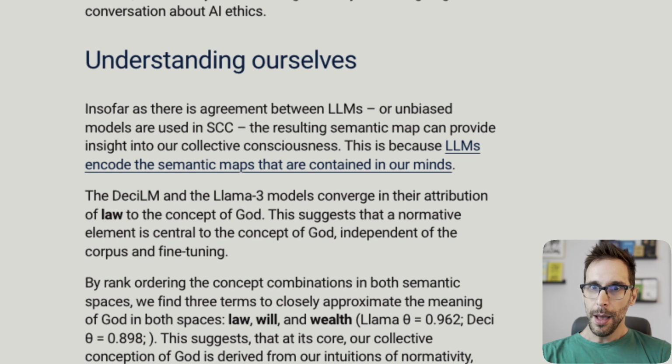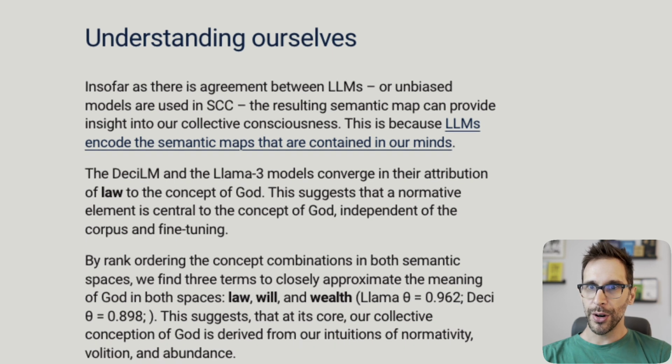But let's see. The DESI-LM and Llama 3 models converge in their attribution of law to the concept of God. This suggests that a normative element is central to the concept of God, independent of the corpus and fine-tuning. Is that what it suggests? A normative element is central to the concept of God. Well, not just normative. There's more to being law than being normative, even though law is normative. So for example, the concept of law itself would have to be disambiguated as to what's more important: the political power of the lawmakers, or the law's normativity. You see?